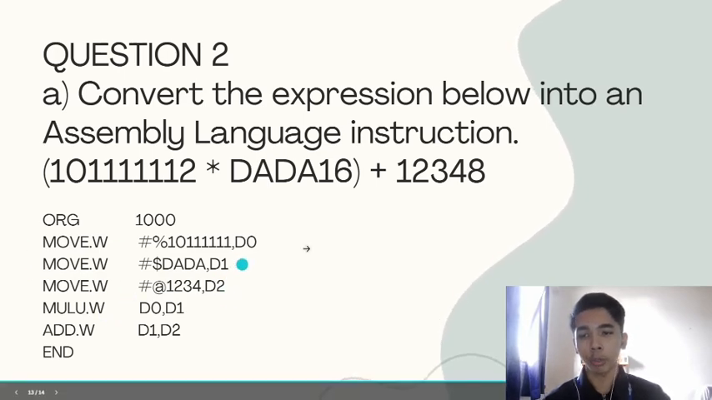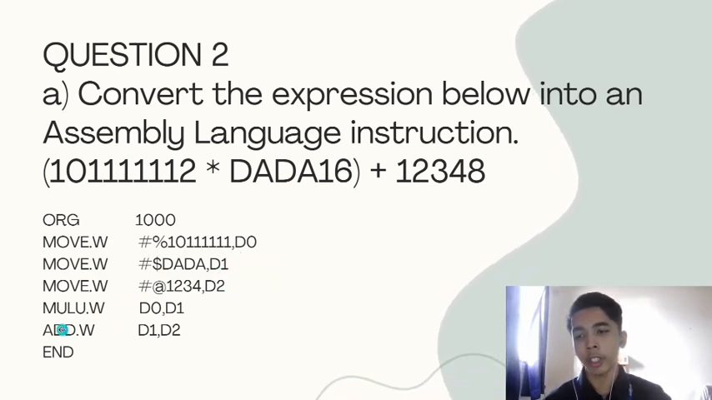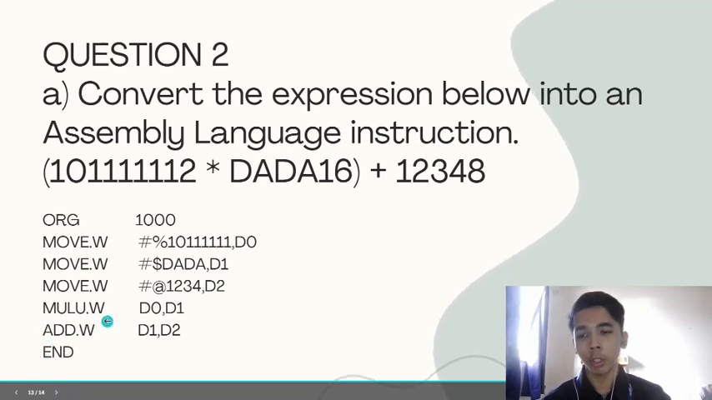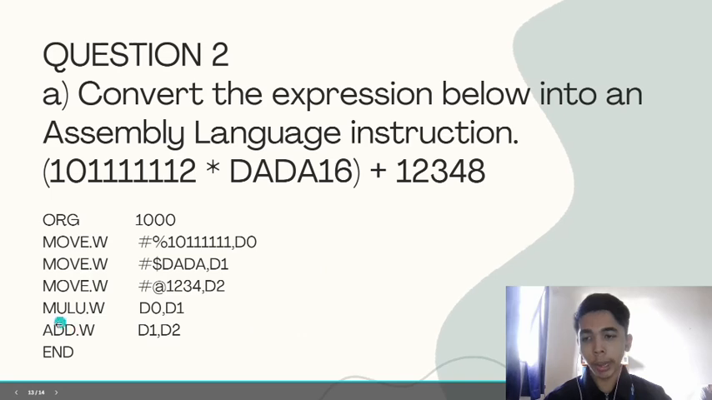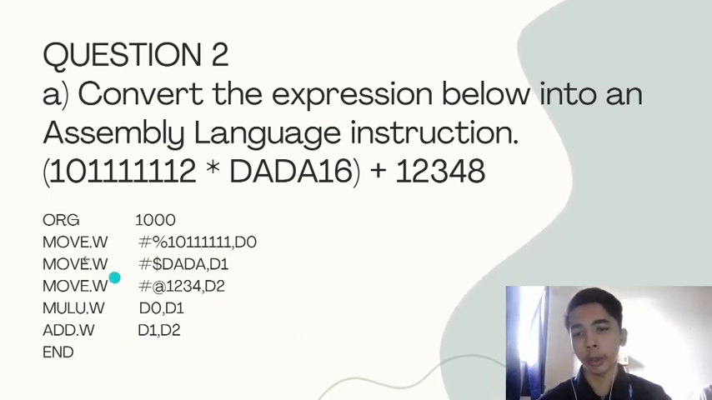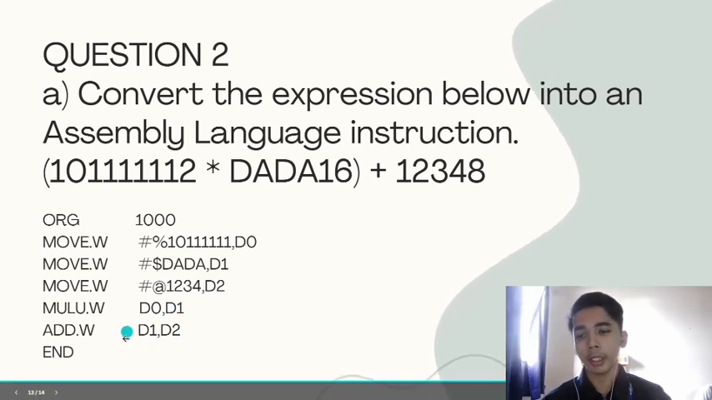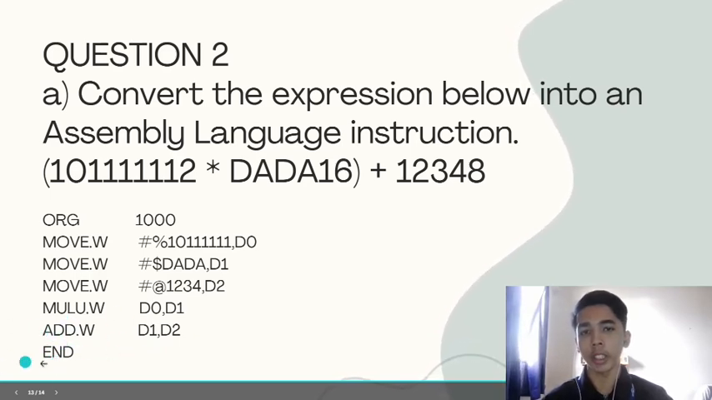Then, after we moved all the values into the data registers, we do mulu.w D0 D1. So we do 10111111 times DADA. After that, we do add.w D1 because the value of the previous multiplication is stored in D1. Then we add D1 with D2, and then we do end because we're ending the program.